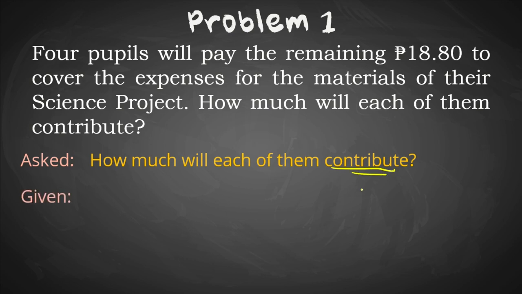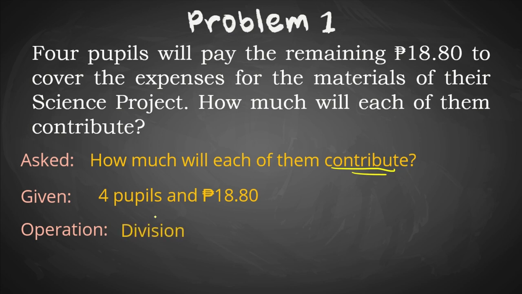So, here are the given. We have 4 pupils. Ito yung maghahati-hati sa 18 pesos and 80 centavos. So, the operation to be used, dahil yung 18 pesos and 80 centavos ay hahatiin natin into 4 pupils, the operation to be used is division. And the number sentence will be 18 pesos and 80 centavos divided by 4. So, let us now solve.